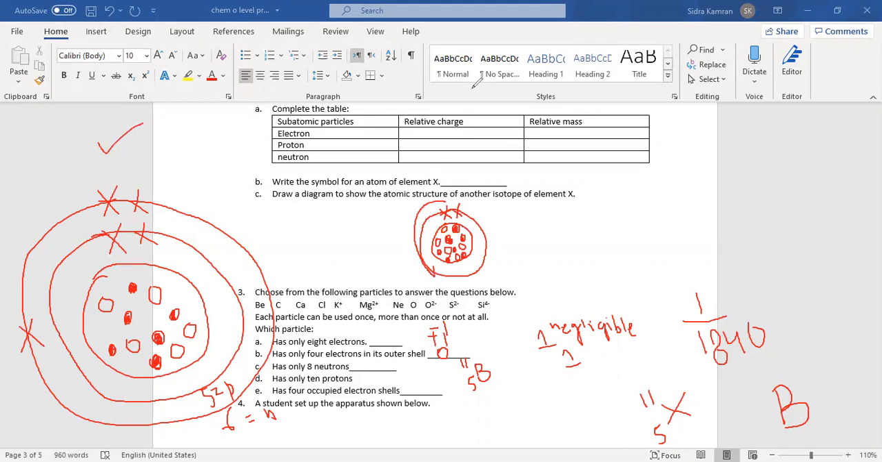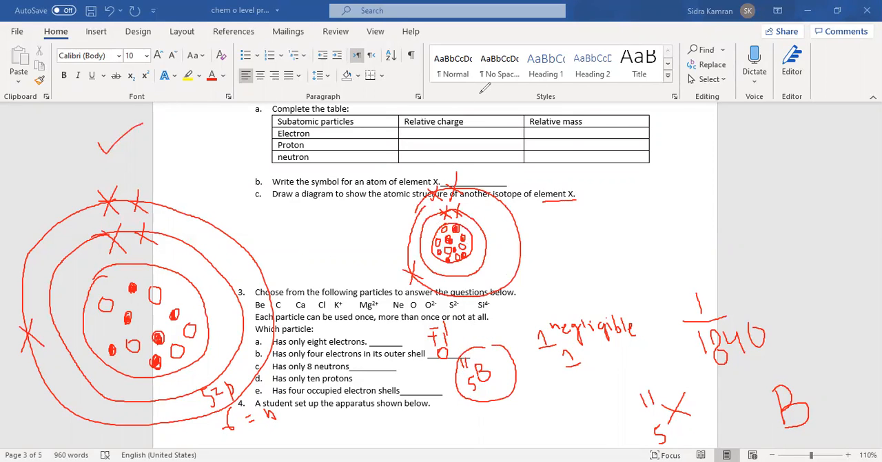So the first shell contains 2 electrons. The second shell will contain 3 electrons. 1, 2, 3. So this is the isotopic structure of element X, and element X we know is the boron atom.